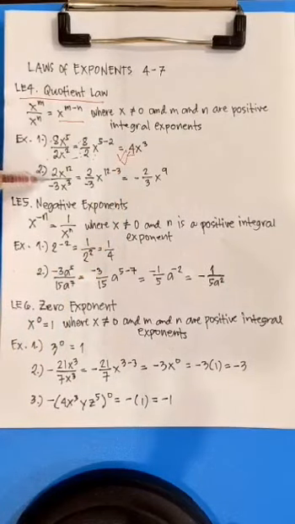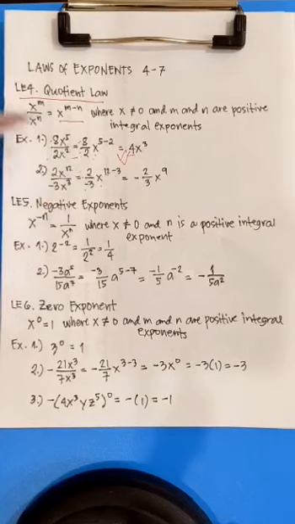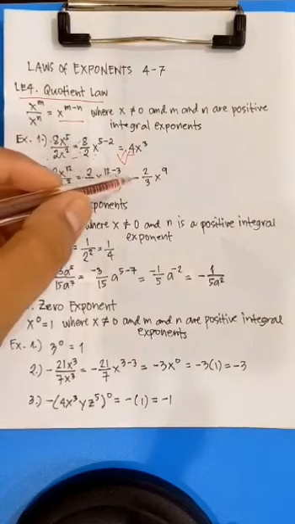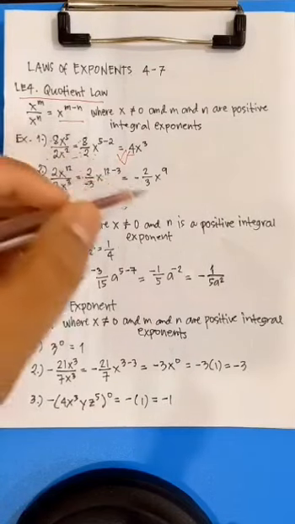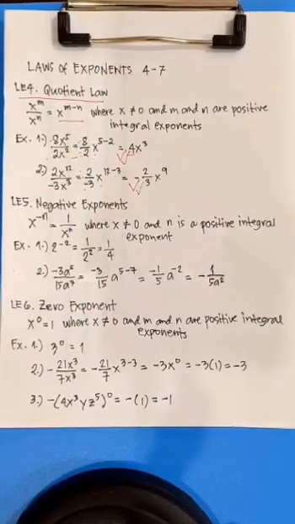Number 2, 2x to the 12th over negative 3x cubed. You will have 2 over negative 3 and x to the 12 minus 3. So therefore, you will have negative 2 over 3 and x to the 9. In short, you're just going to subtract their exponents.